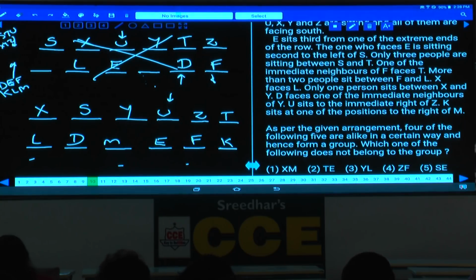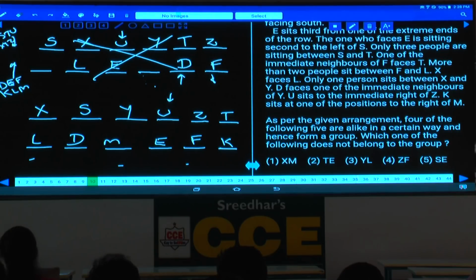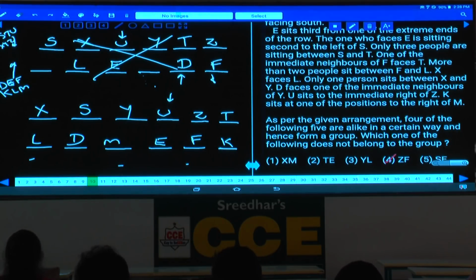Then question number 10. As per the given arrangement, which of the following is nothing but an odd man out? X and M. How can you represent this one, X and M? Now X's second left is Y, Y's opposite is M, and T and E. T's second right is U, U's opposite is E, Y and L. Y's second right is X, X's opposite is L. Then what is your answer here? Then Z and F are opposite to each other, isn't it? Hence choice 4 is the answer.